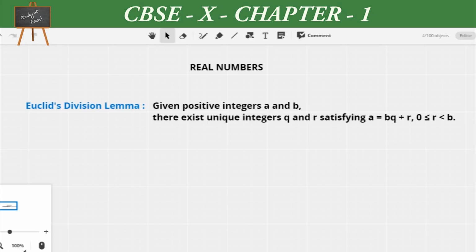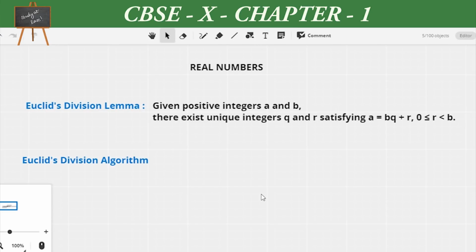r satisfying a is equal to bq plus r, where 0 less than or equal to r less than b. Now if you see this, you can understand that a and b are the dividend and the divisor, and q and r are simply the quotient and the remainder. Now we know the remainder will always be less than the divisor and can even be 0.